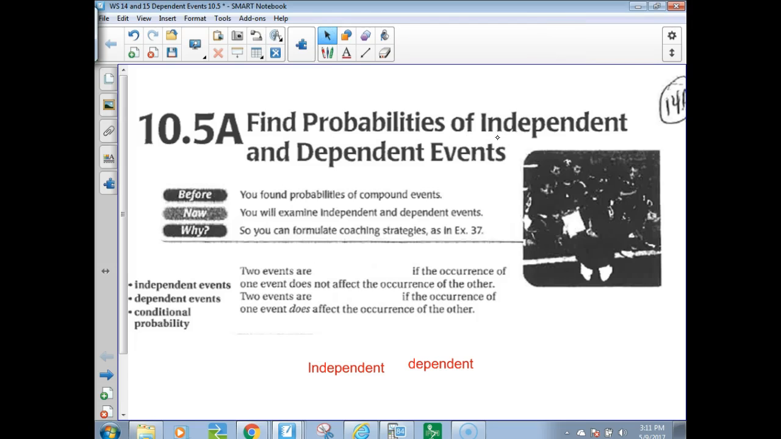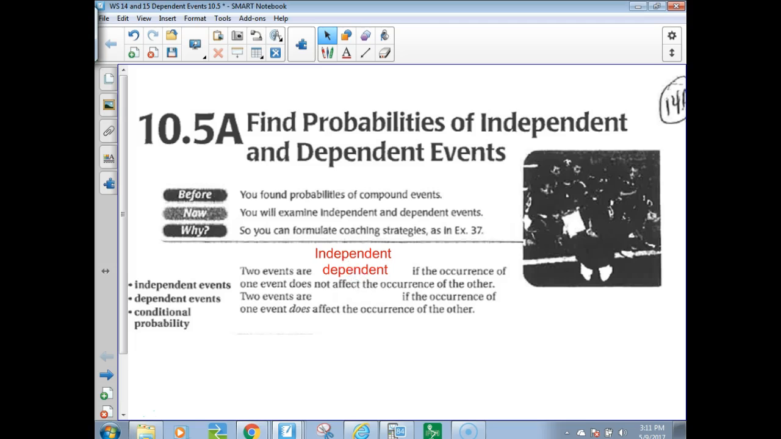Now, we've already talked somewhat about independent and dependent events. Possibilities of two events are either independent or dependent. This is a blank you need to fill in on your worksheet. Two events are independent if the occurrence of one event does not affect the occurrence of the other. Did I just put that backwards? Holy crumbly, I can't believe it, and you caught me.